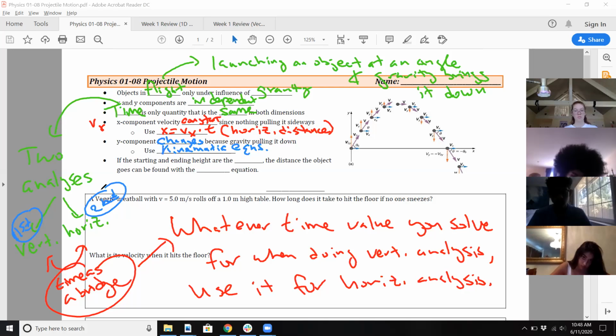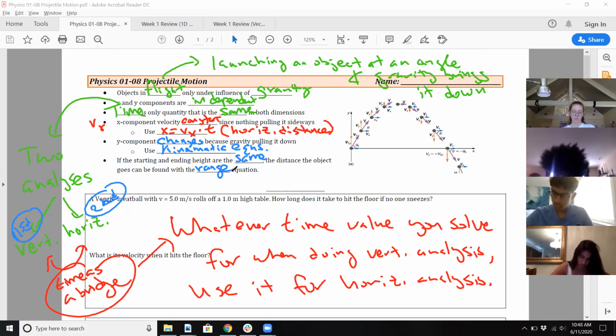If the starting and ending heights are the same, so you throw something up and you want to catch it, right? You don't move your hand. Then the distance can be found with the range equation. Actually, that's a little bit confusing. I'm not sure what they mean by that. We'll just come back to that in a little bit. I'm not sure what's meant by that last bullet point.